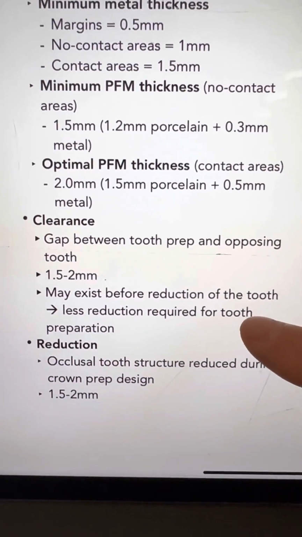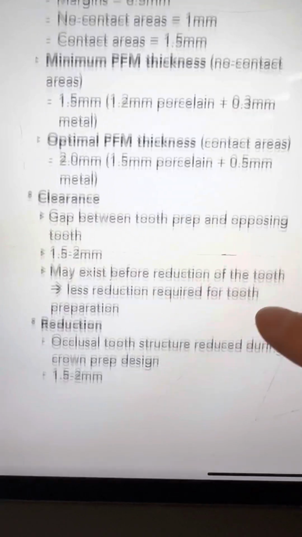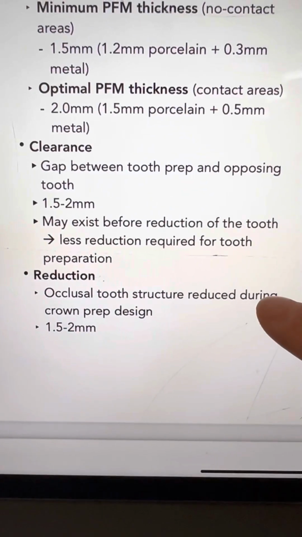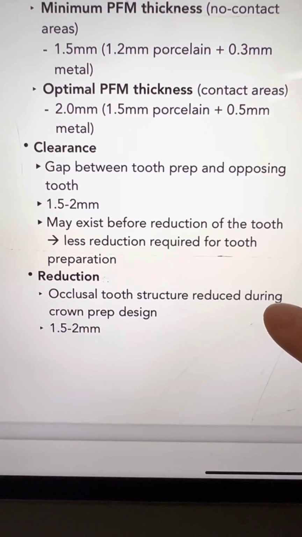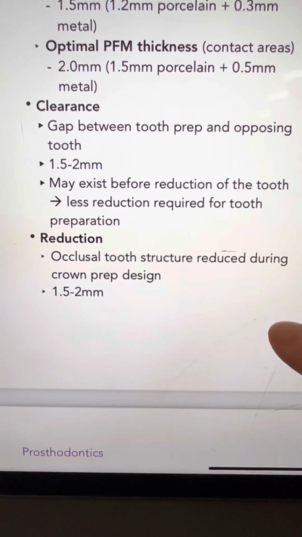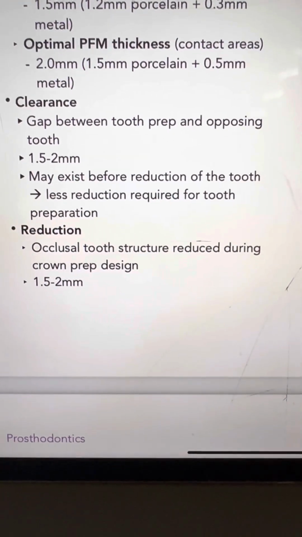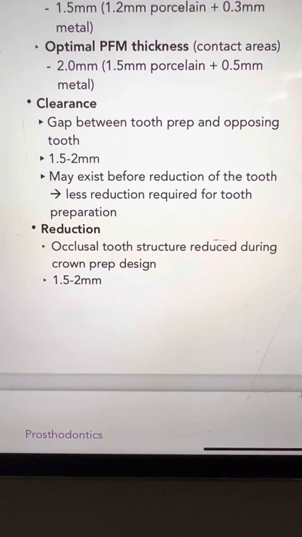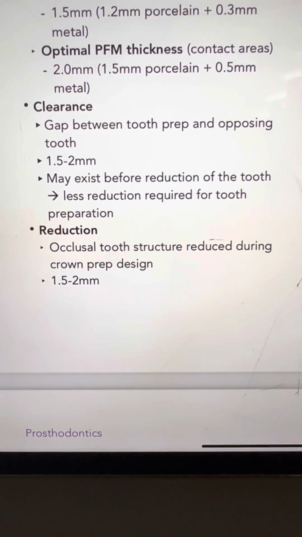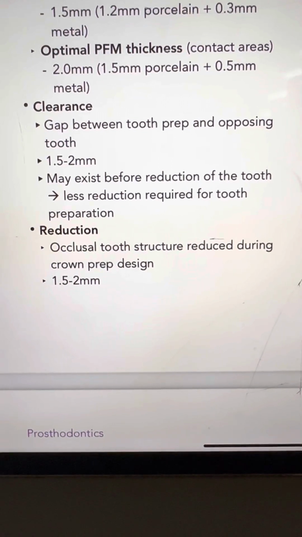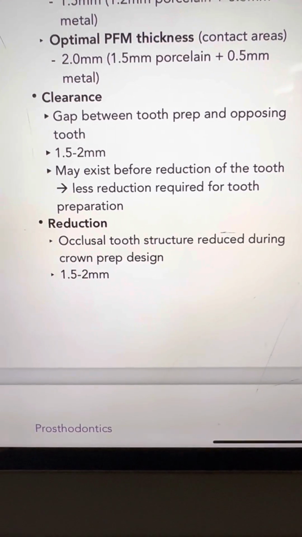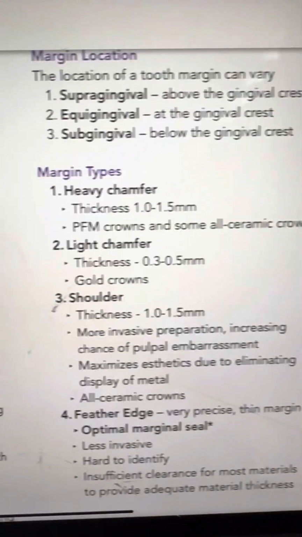Clearance: gap between tooth prep and opposing tooth, 1.5 to 2 mm. May exist before reduction of the tooth, so less reduction is required for tooth preparation. Reduction: occlusal tooth structure reduced during crown and prep design, 1.5 to 2 mm.